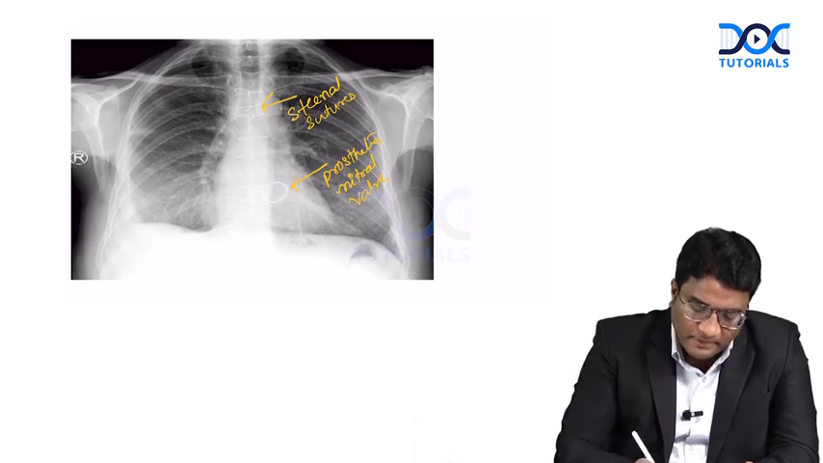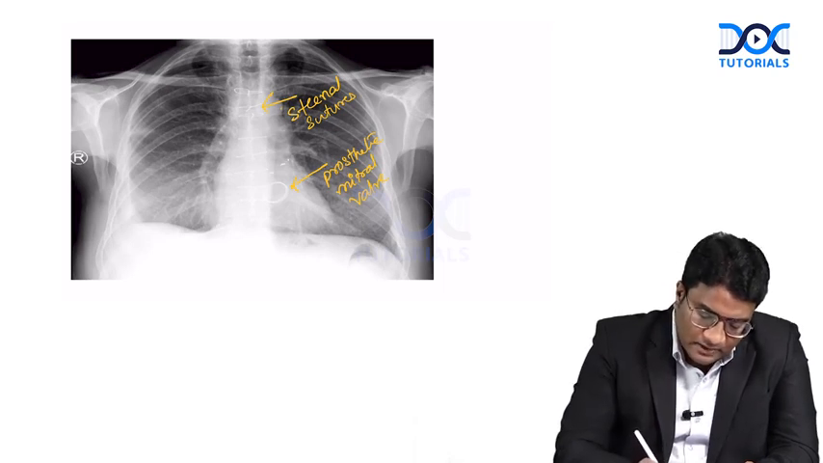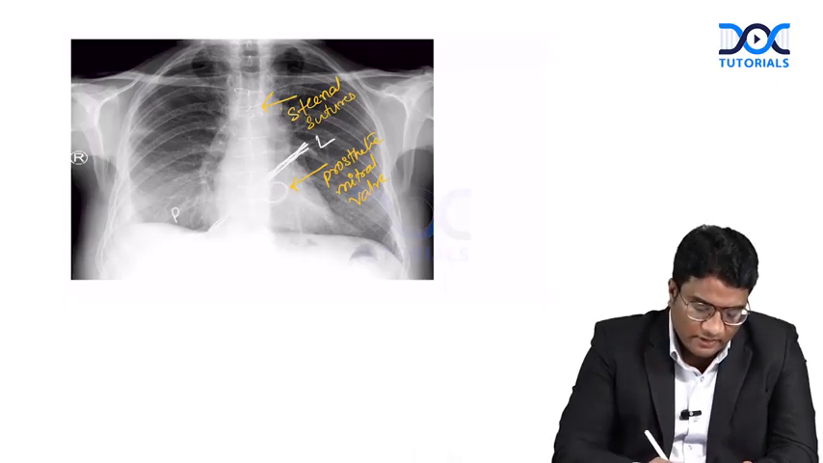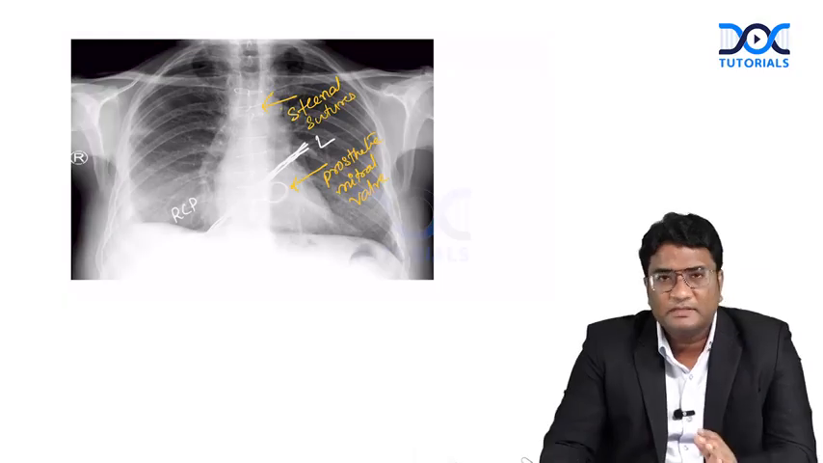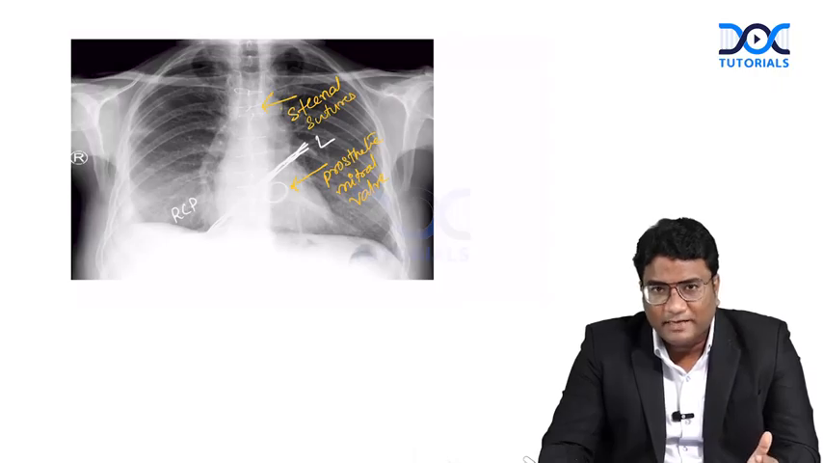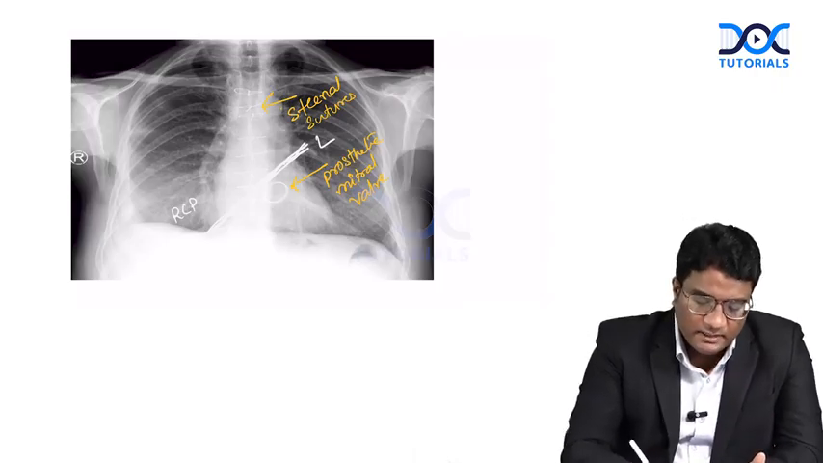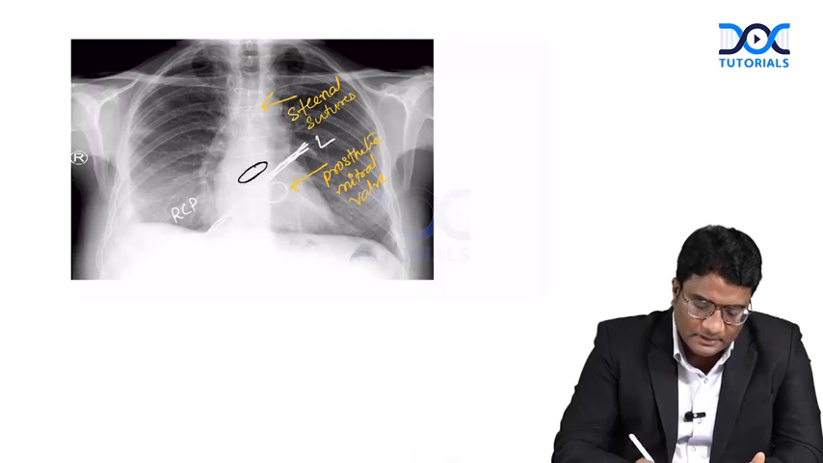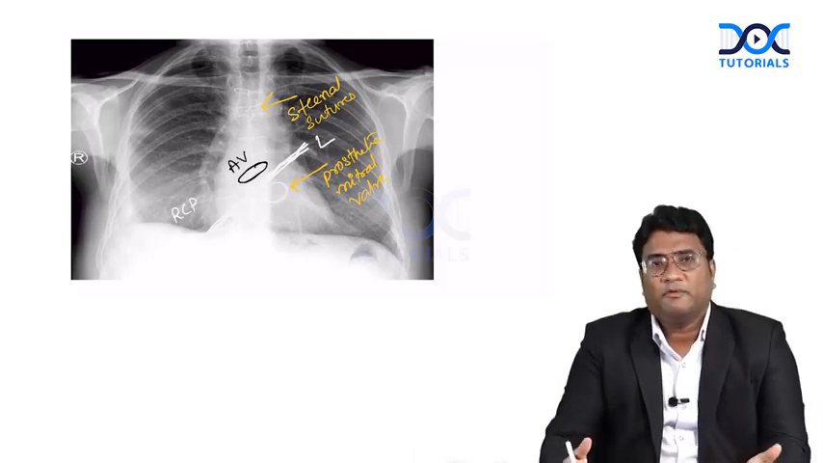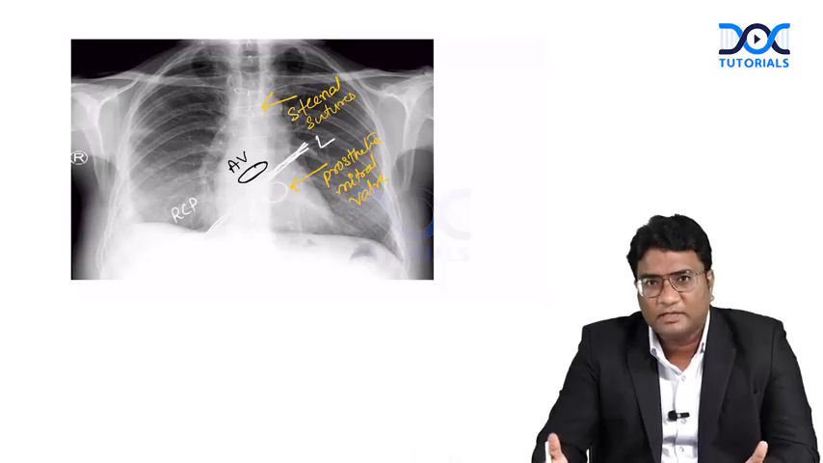So if you draw an imaginary line from the left hilum to the right cardiophrenic angle, and the valve is located below it, this is a prosthetic mitral valve. And if the valve is located above it, this is the aortic valve.